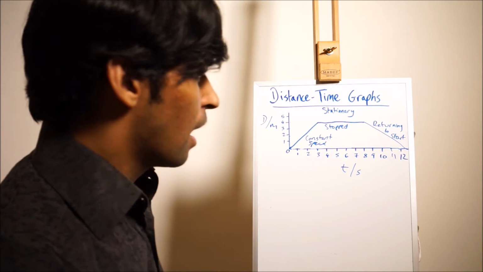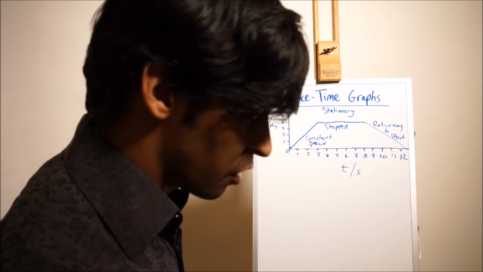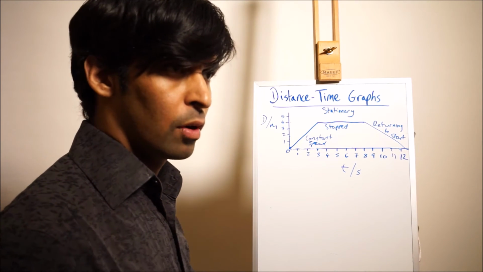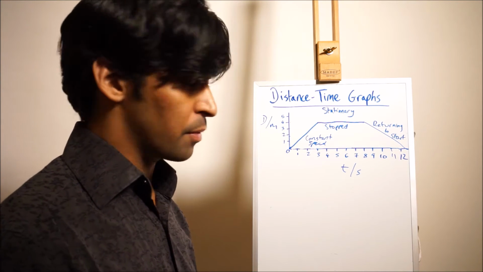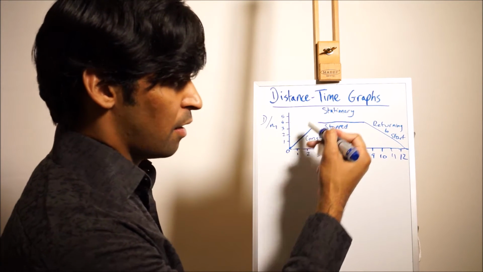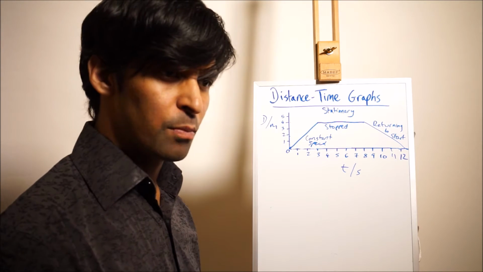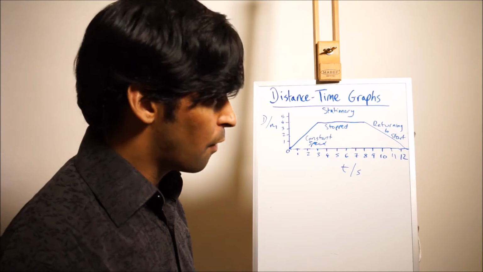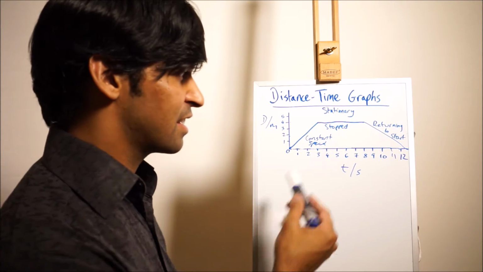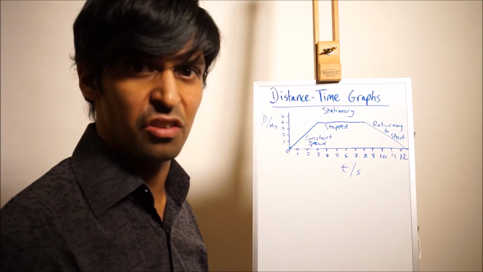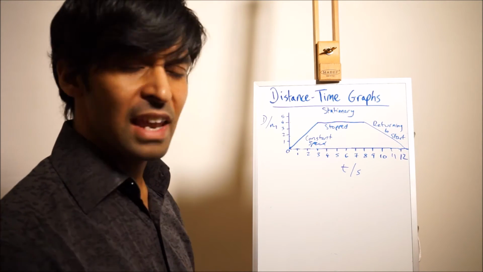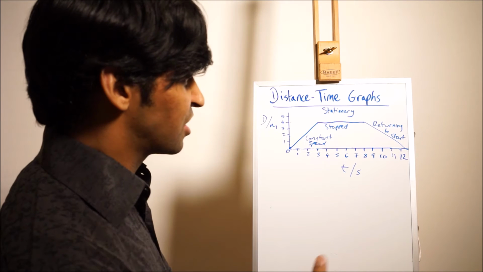Okay? There's three types of questions that you're going to encounter. First of all, it's going to be something like work out the speed of this part of the graph. Secondly, it would be work out the average speed. And finally, they could say, how long has this person stopped for? Okay? Let's do that one first. How long have they stopped for?